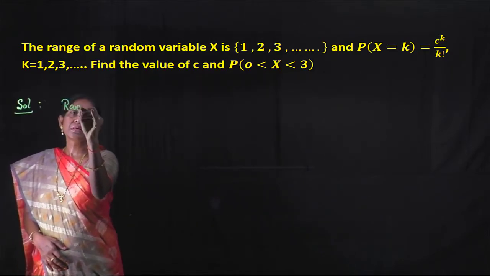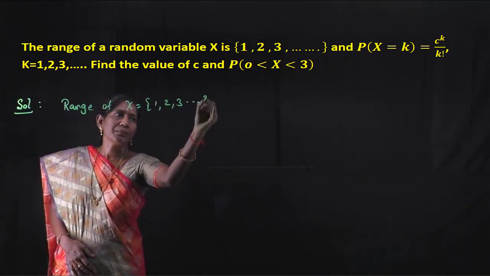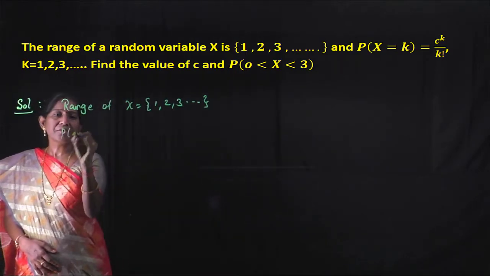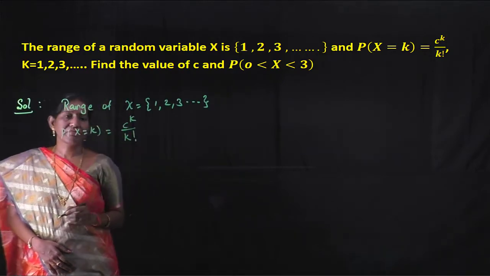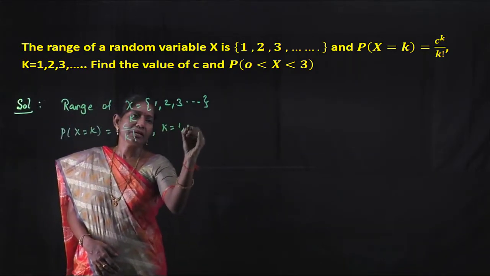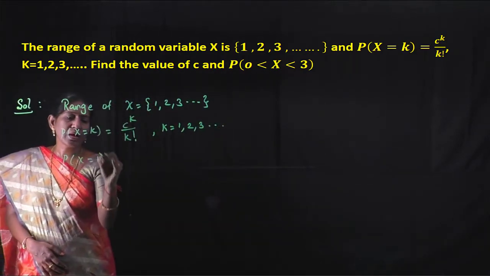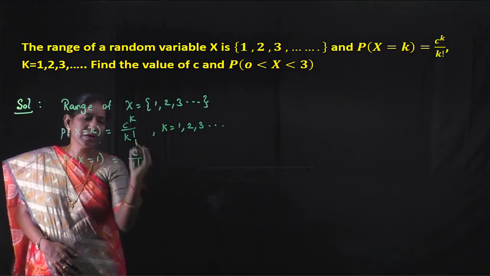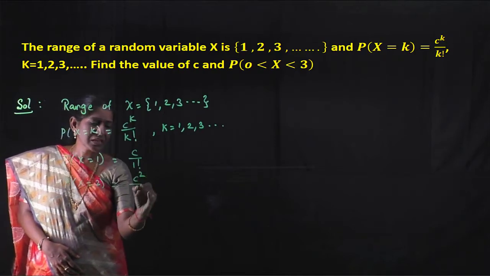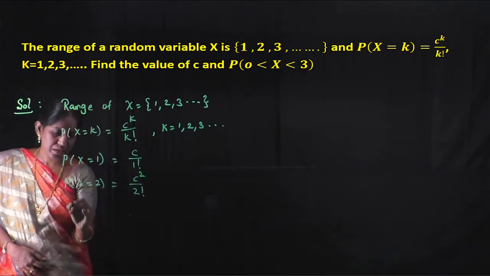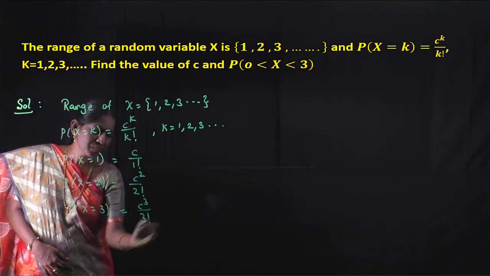The range of random variable x is 1, 2, 3 and so on, and given P of x equal to k equals c power k by k factorial, k is equal to 1, 2, 3 and so on. Then put k equal to 1, we get P of x equal to 1, c by 1 factorial. Put k equal to 2, that is P of x equal to 2, c square by 2 factorial. Put k equal to 3, we get P of x equal to 3, c cube by 3 factorial, and so on.